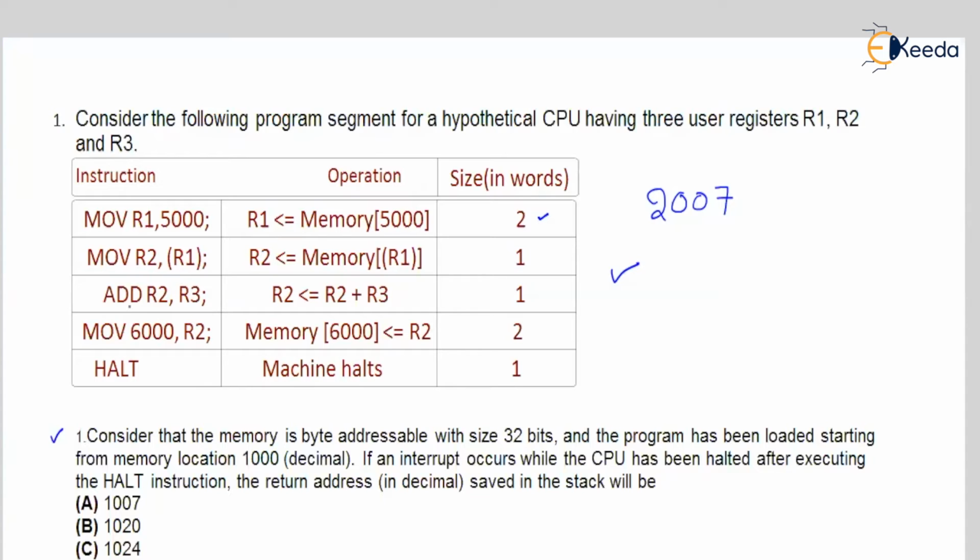The third one is add R2, R3, in which both R2 and R3 will get added and will get transferred to R2. And the final one is move 6000, R2. That is, the value of R2 will get transferred to memory of 6000. Okay, so this is the program which is terminated by a halt instruction. You know that the halt instruction is going to terminate programs.